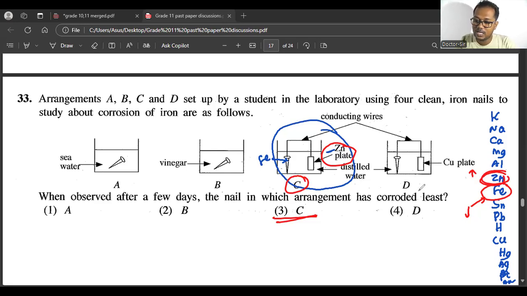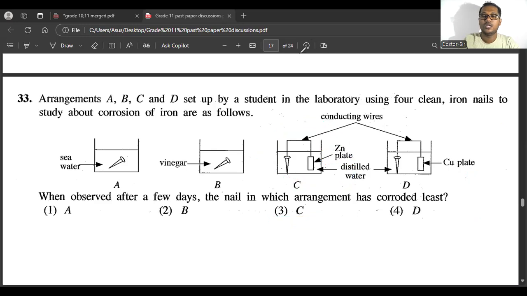But if you take answer D, the copper is in the lower part than the iron, so copper will be preserved. Now what will happen? Iron will corrode. That is useless, right? So we have to apply a more reactive metal with the iron. It should be more reactive than iron. Then iron will be less reactive there. Okay, write the answer 3.